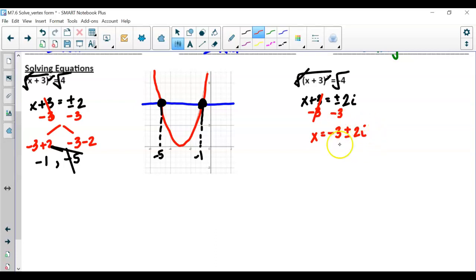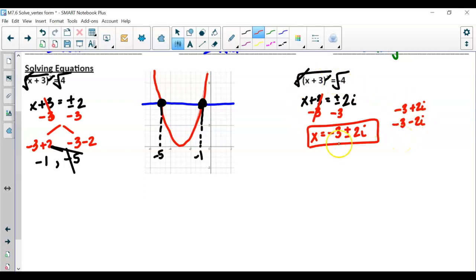Now, can we combine these? No, because this is a real value and 2i is imaginary. So these are our 2 imaginary solutions because they're complex numbers. So this represents -3 plus 2i and -3 minus 2i, like our two conjugates.